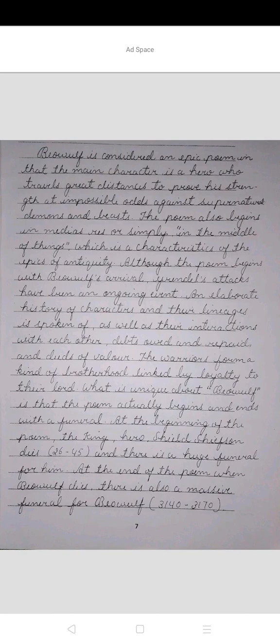What is unique about Beowulf is that the poem actually begins and ends with a funeral. So, at the beginning of the poem, the king Scyld Scefing dies, and there is a huge funeral for him. At the end of the poem, when Beowulf dies, there is also a massive funeral for Beowulf.